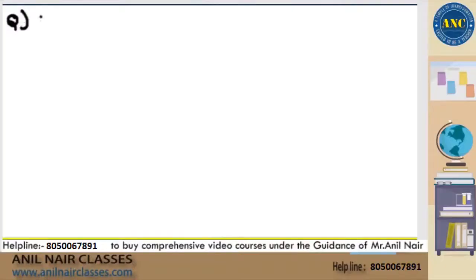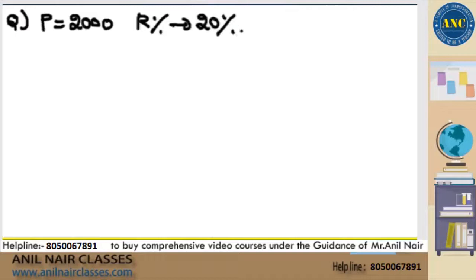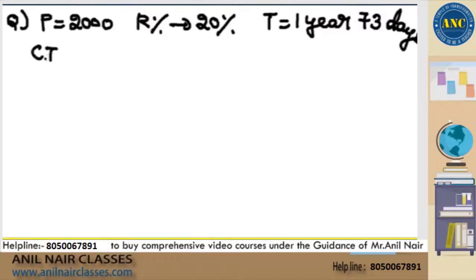Write the next question. P is 2000. R percentage is 20 percent. Time period is 1 year 73 days. Somebody asked me, what if it is 2.5 months? Everything we will do. CI is how much? Listen carefully, sir.